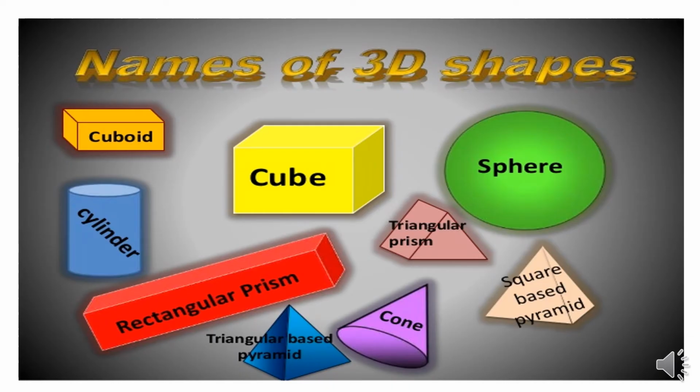Okay, here you can see some 3D shapes. Cuboid, cube. You can see the difference between cuboid and cube. Cube has all sides equal, whereas cuboid has two sides that are lengthy, right, rather than the other sides. You can see cylinder, rectangular prism, triangular based pyramid, cone, triangular prism, sphere and triangular base pyramid.